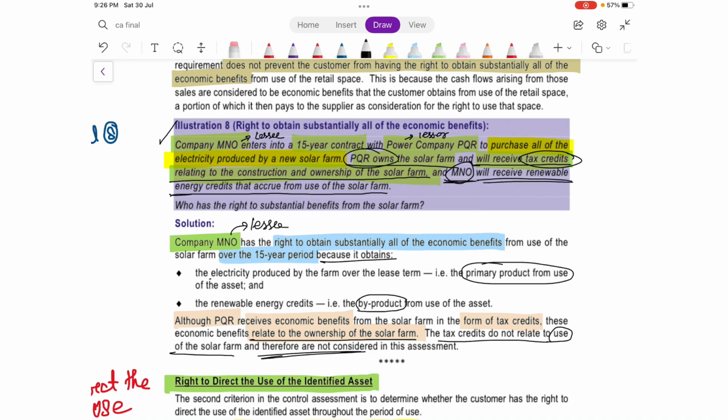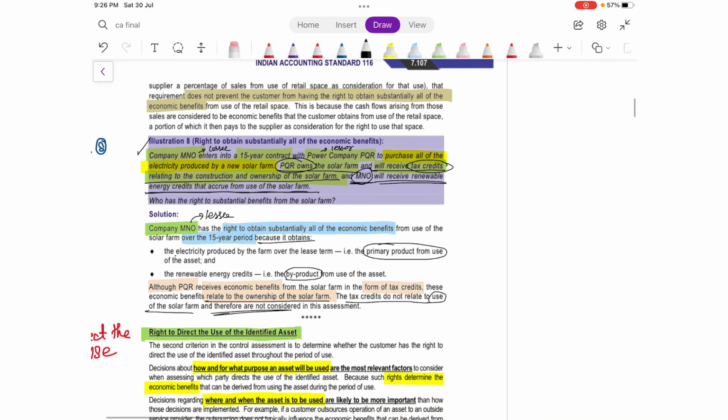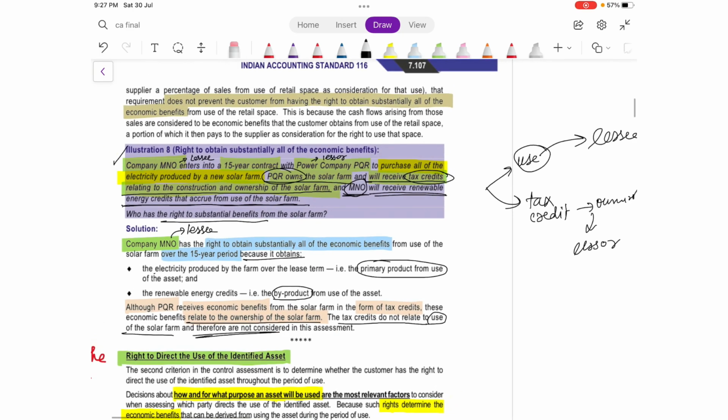MNO will receive the renewable energy credits that accrue from the use of the solar farm. So here there are two parts. One, from the use of the solar farm, those benefits are going to go to the lessee only. And other than that, if there is any tax credit which is related to the ownership of that solar farm, that is going to go to the lessor. So here they are asking who has the right to substantial benefit. Here the answer is the lessee only has the right to substantial benefit. Because when we talk about substantial benefit, we talk about the benefits that you are going to get from the use of the asset.